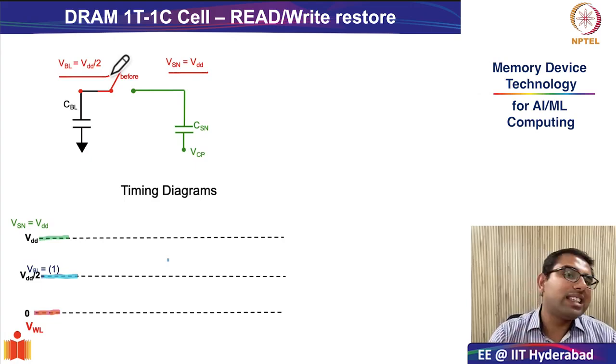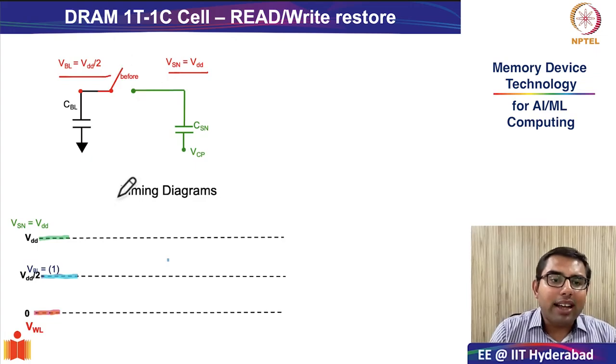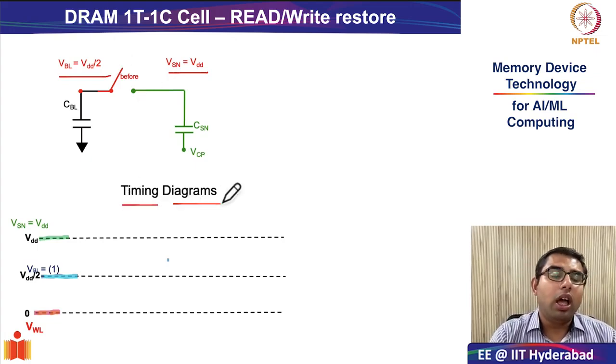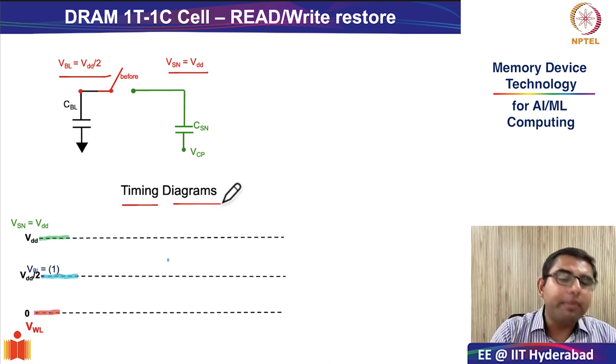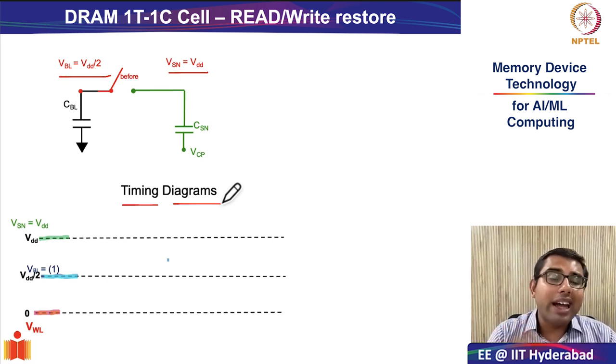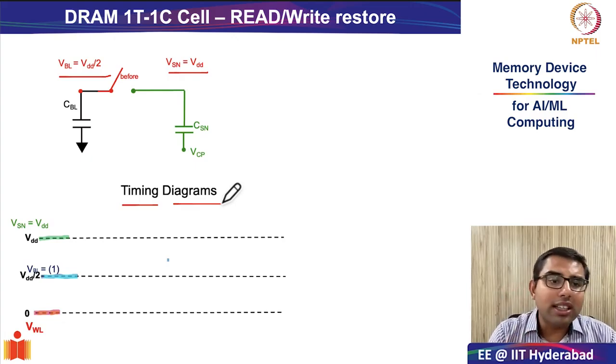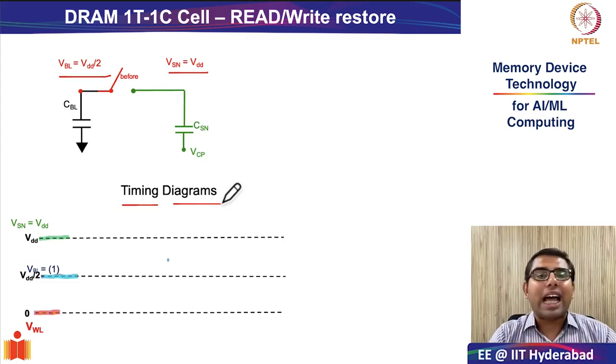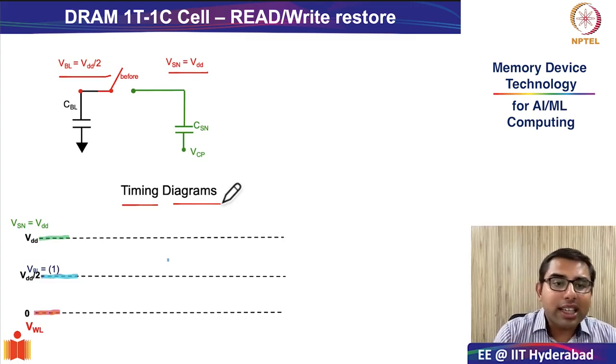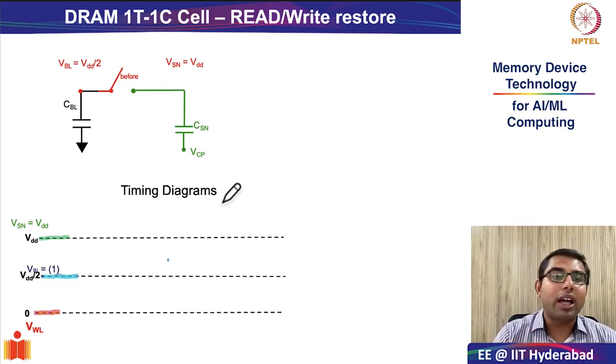What we were seeing was that you had your bit line charged to VDD by 2. Throughout this course, in the timing diagrams, we will see how the voltages on the bit line, the storage node, and the word line evolve as you close the switch. Closing the switch essentially means turning on the access transistor. Let us see how the different voltage nodes evolve as a function of time.